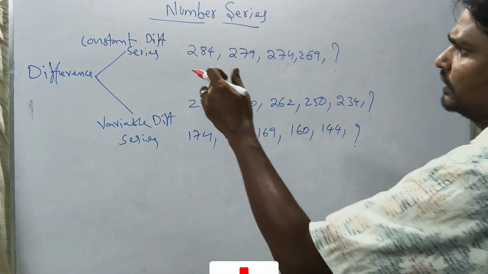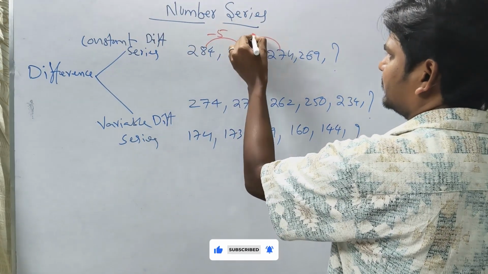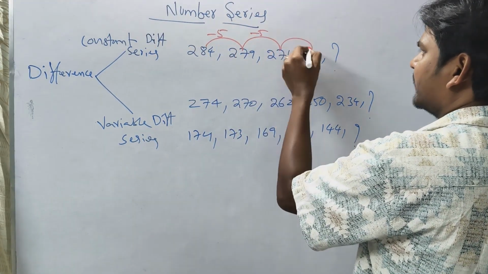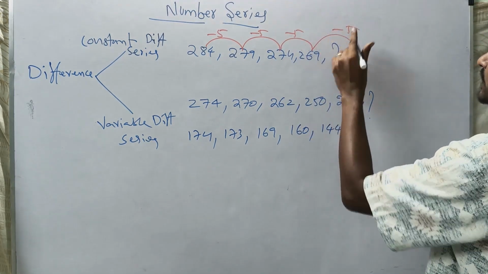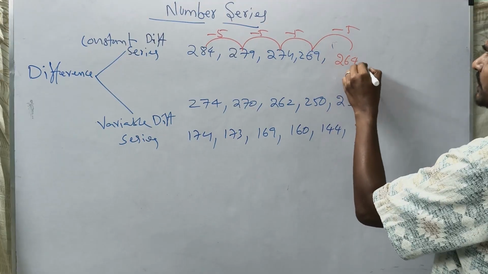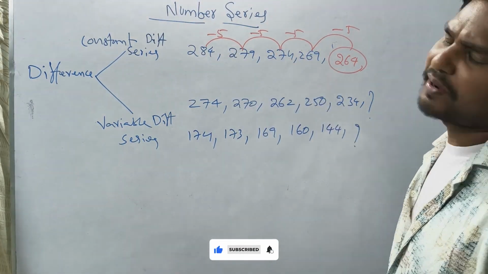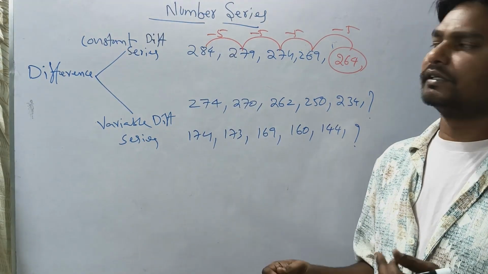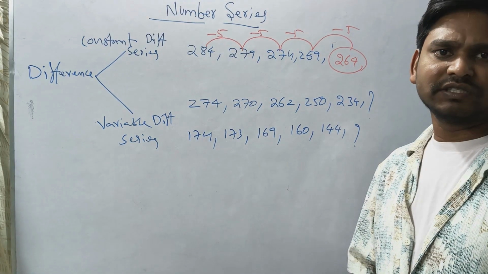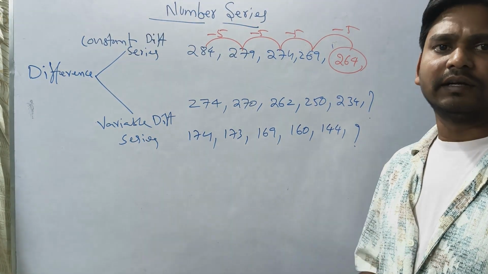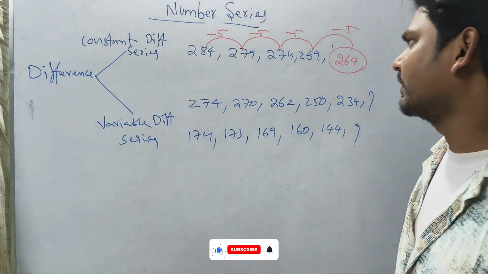First observe carefully the constant difference series. From first term to second term decreasing by 5, correct? Again second term to third term decreasing by 5, and third term to fourth term also decreasing by 5. Next would also be decreasing by 5. Then your answer is 264, correct? Every time you are subtracting the same number, so that is constant. I am taking here minus 5. Otherwise it may be minus 120 or minus 520 or minus 220, or minus 1 lakh, like different ways they make you.